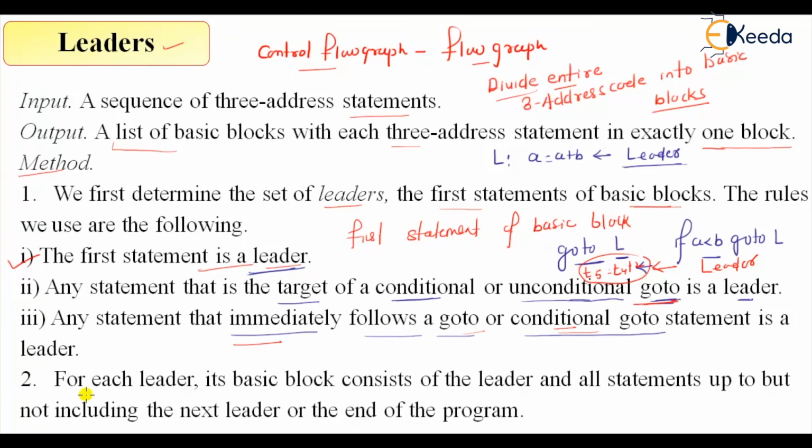Now, for each leader, its basic block consists of the leader and all the statements up to, but not including, the next leader or the end of the program. So for each leader, we include all the statements in that basic block until we get another leader. You don't include the next leader; it will be in its own basic block. That is the idea of leaders.